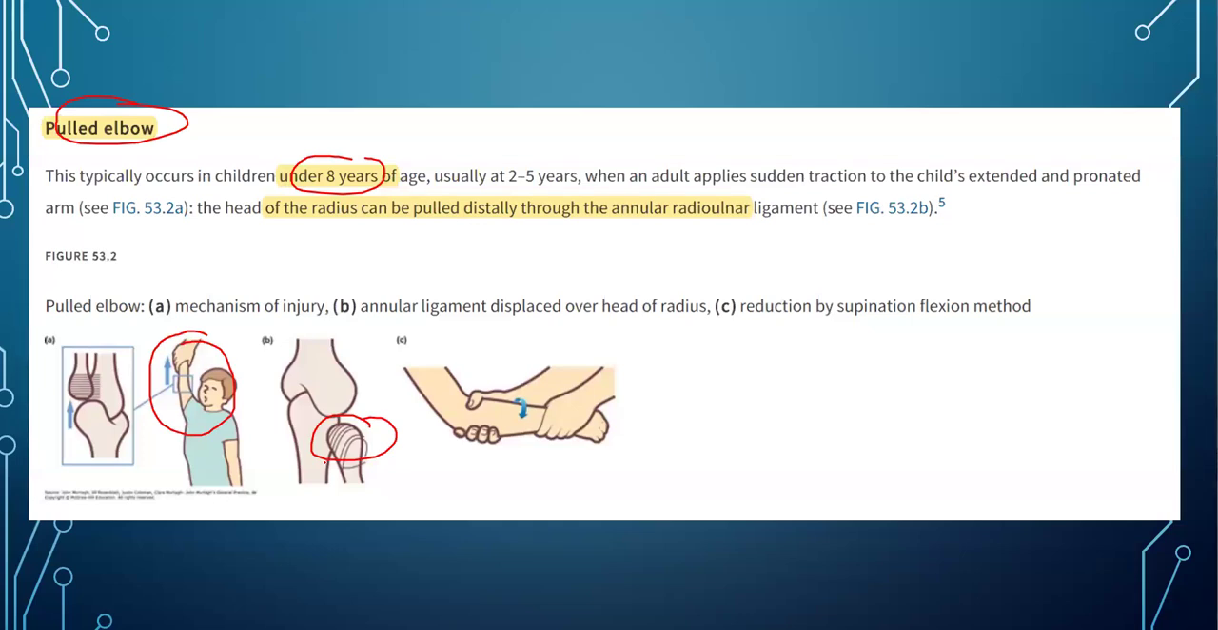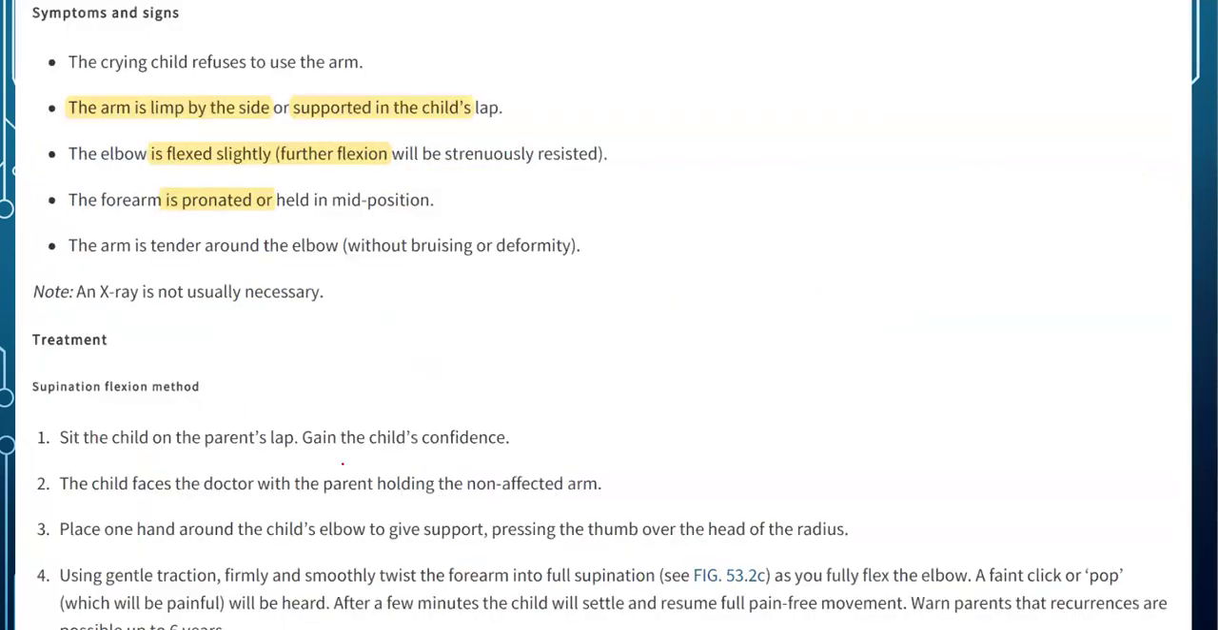Okay? So the patient, obviously the child will be crying, and might not even want to use that side of the arm. The elbow will be slightly flexed and pronated. So an X-ray is not needed to make the diagnosis. There will be a history that maybe someone pulled the child through the wrist, and after that the child is having pain in the elbow, not moving that side, not able to do flexion extension, and keeping the arm flexed and pronated.